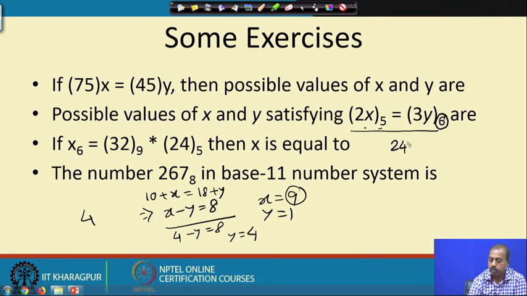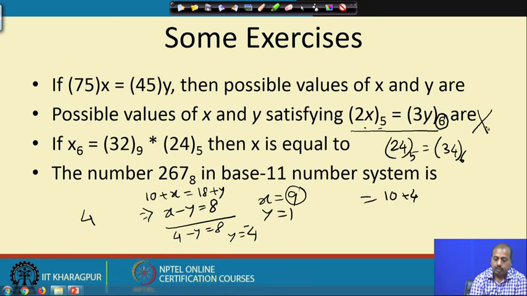So, 24 to the base 5 equal to 34 to the base 6. Is it correct? So, 5 into 2 is 10 plus 4, sorry, this is not correct, because 4 minus y, so y is becoming minus 4. So, I cannot choose any value of x and y which satisfies this relationship. I cannot get any satisfying value for this problem.